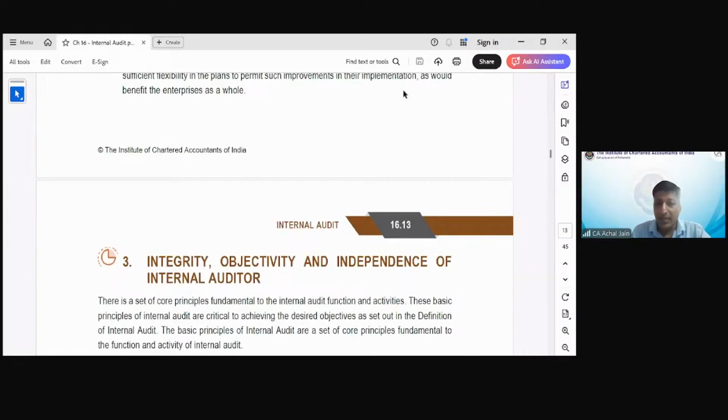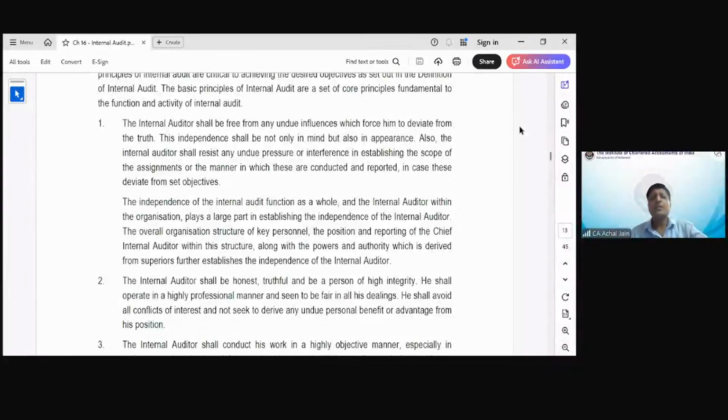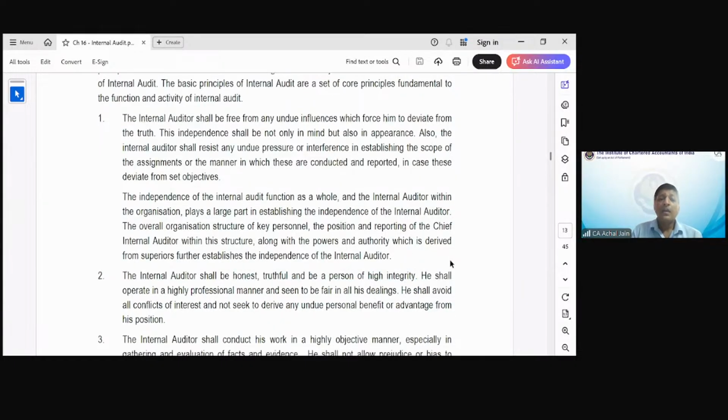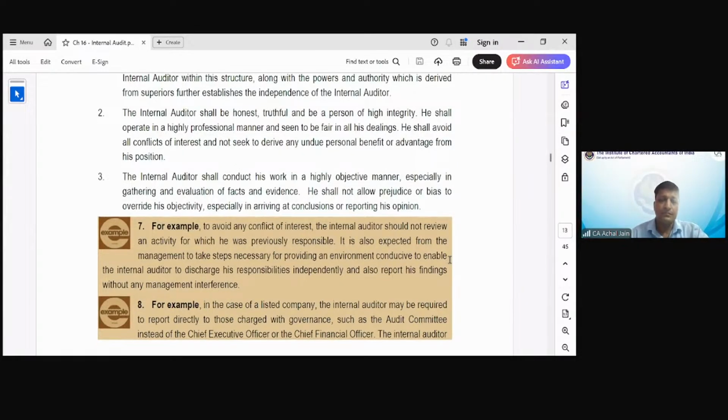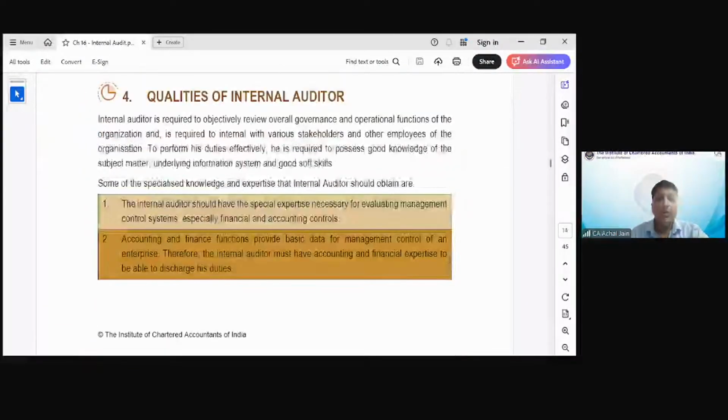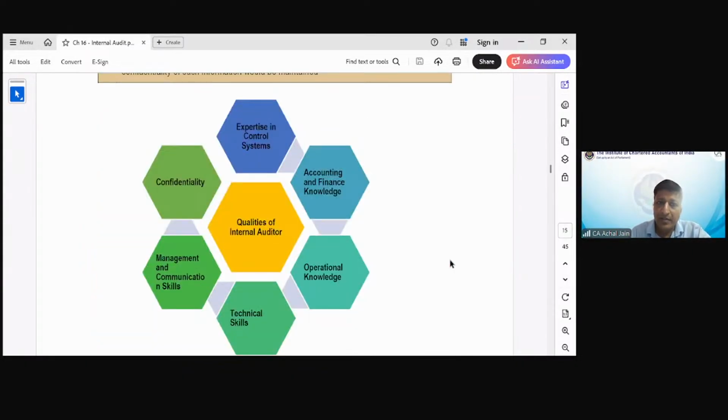Now, what are the requirements? The internal auditor shall be free from any undue influence. That's about independence. The internal auditor shall be honest, truthful, a person of high integrity. Correct? The internal auditor shall conduct his work in a highly objective manner. Yes or no? So all of these things are very, very important to be maintained as far as the internal auditor is concerned. Now, what are the qualities of an internal auditor?